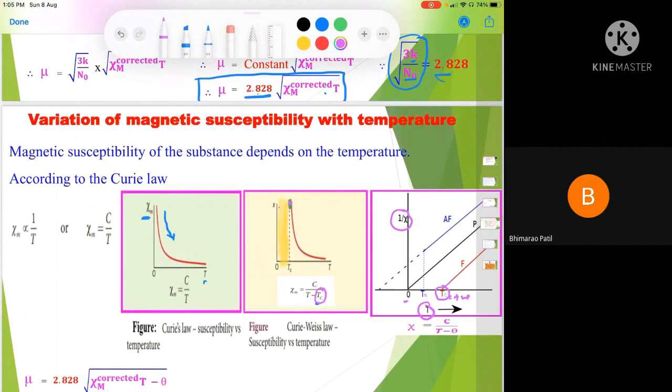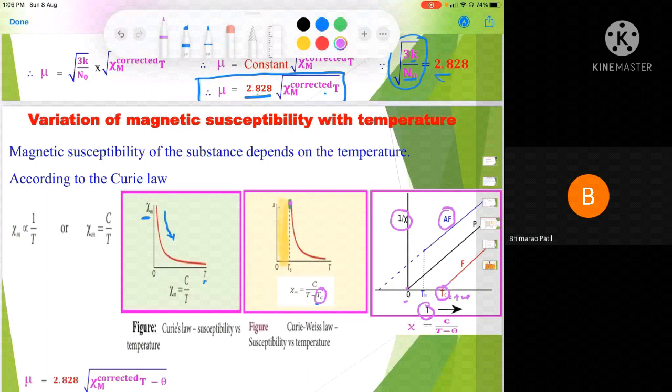If you plot the graph of the reciprocal of the molar susceptibility versus temperature for a paramagnetic substance, you see that as the temperature increases, 1 upon chi increases, which means the molar susceptibility decreases with respect to temperature, and you get a straight line starting from zero.